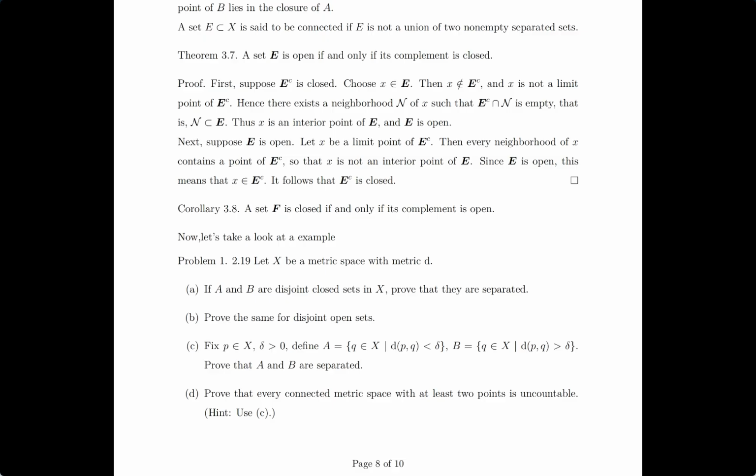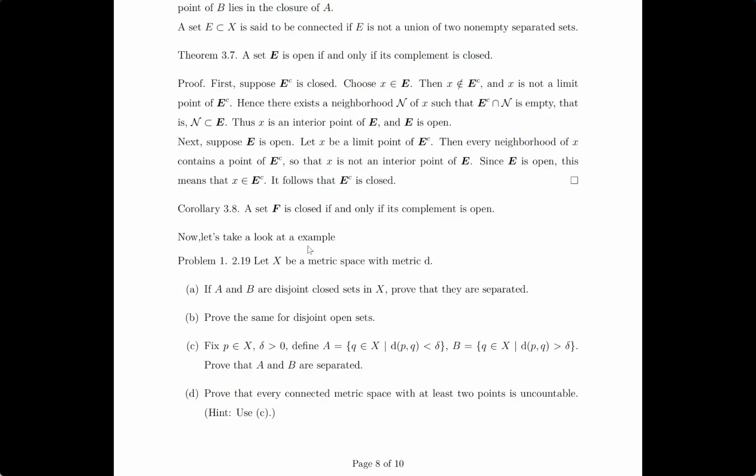And before we go through the problem, let's look at this theorem. It's important that a set E is open if and only if its complement is closed. And we will use it in our problem.